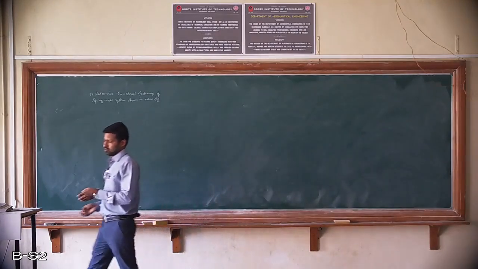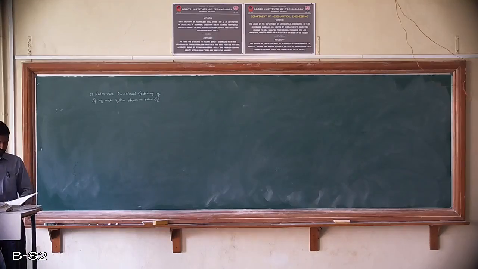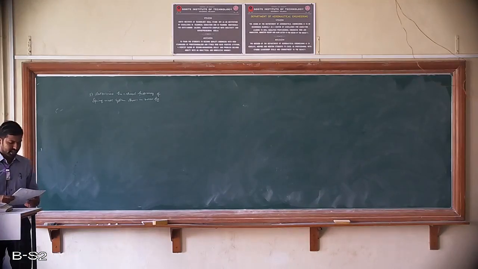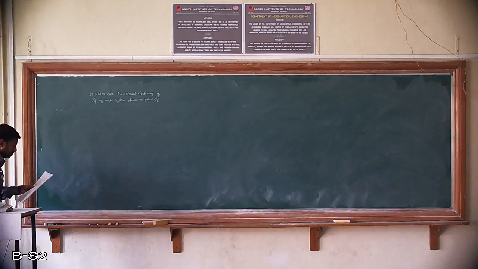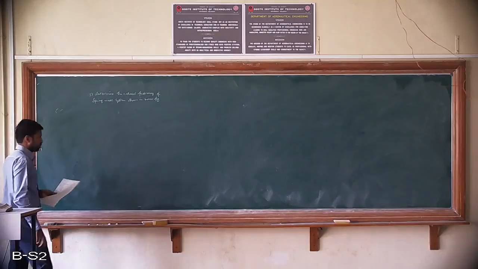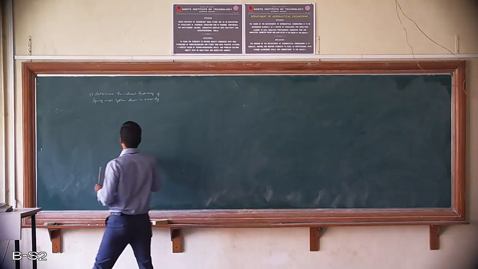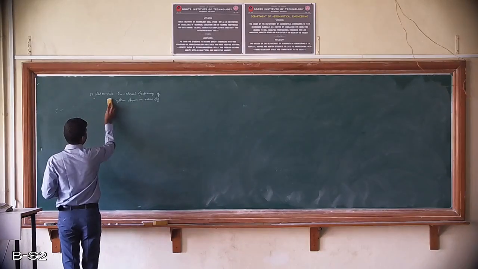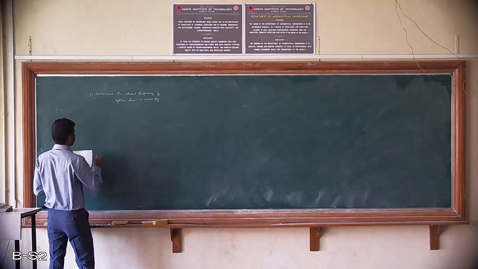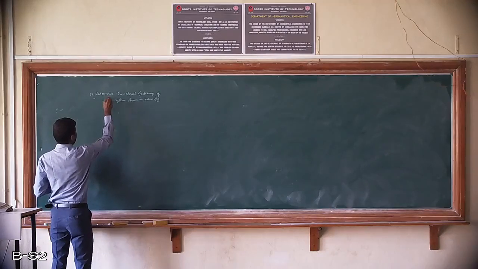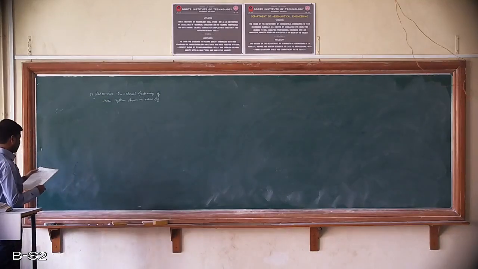Take down the next problem. That is problem number 6. Find the natural frequency of the system shown in the figure. The problem statement is: find the natural frequency of the system shown in the below figure.